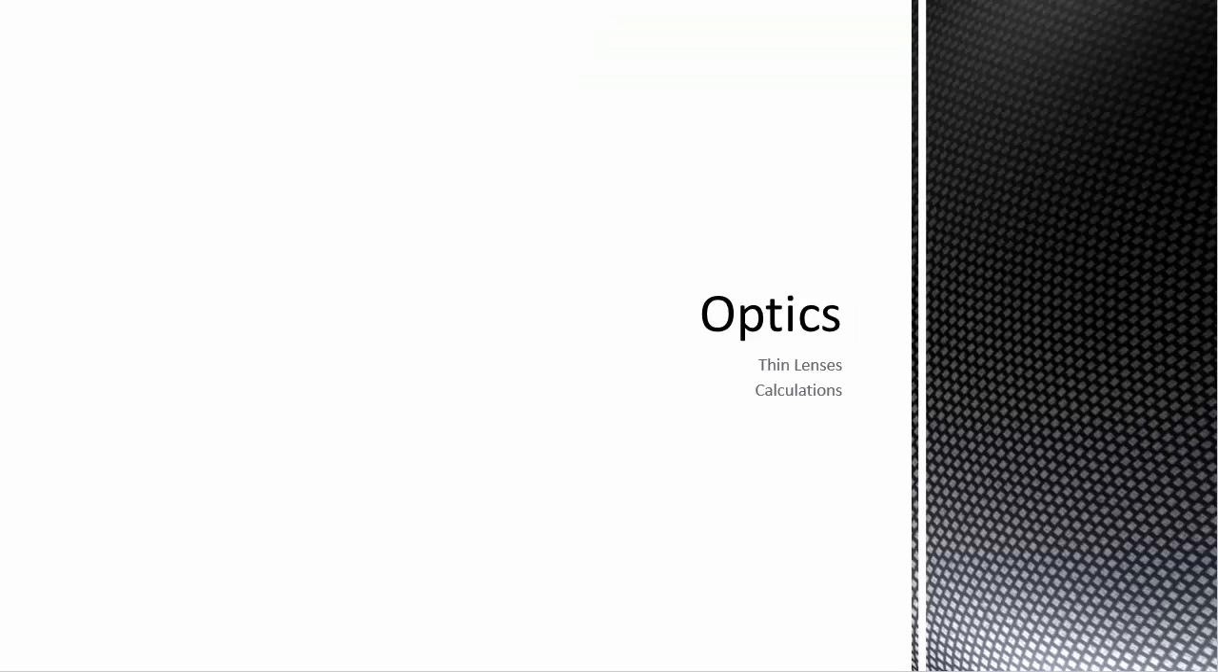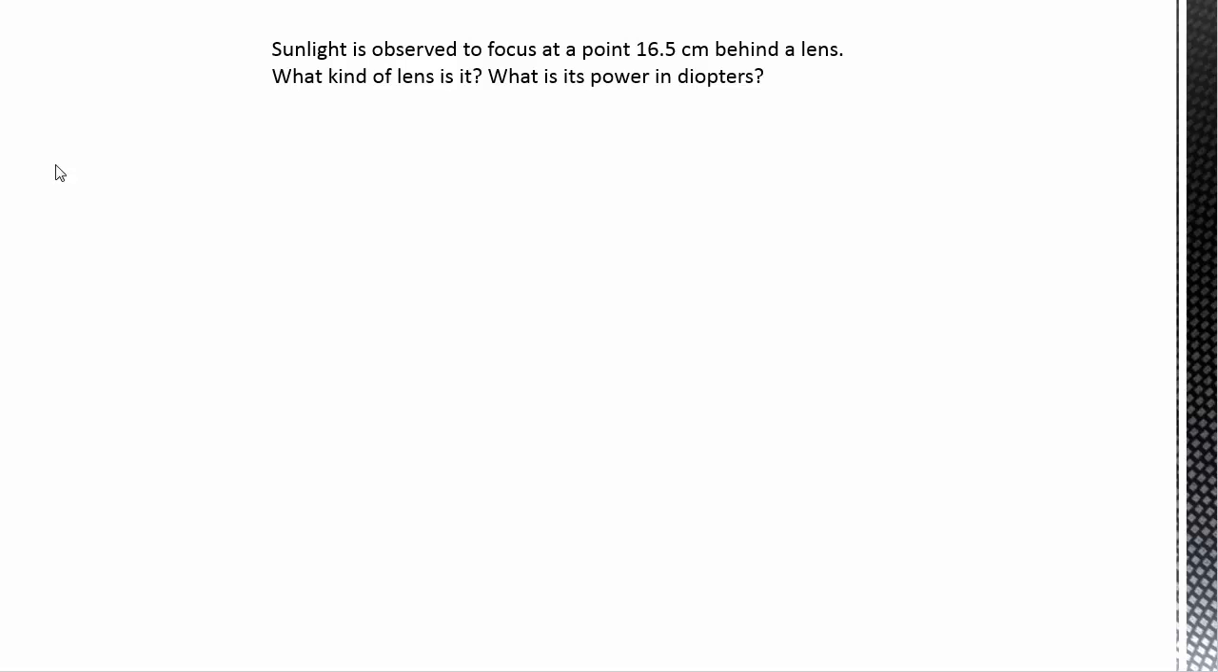Okay, now jumping back to solving some problems. So, sunlight focused at a point 16.5 centimeters behind a lens. We want to know what kind of lens that must be and what is its power in diopters. So I've got sunlight coming in, which means parallel rays, and if it gets focused behind the lens, that means on the other side of the lens. The only possibility for that is a converging lens.